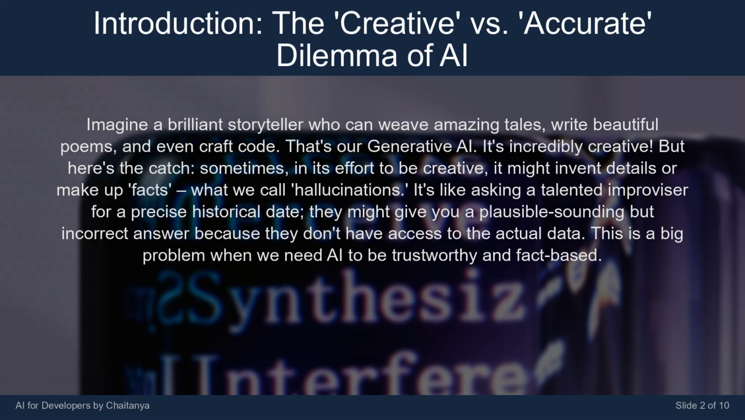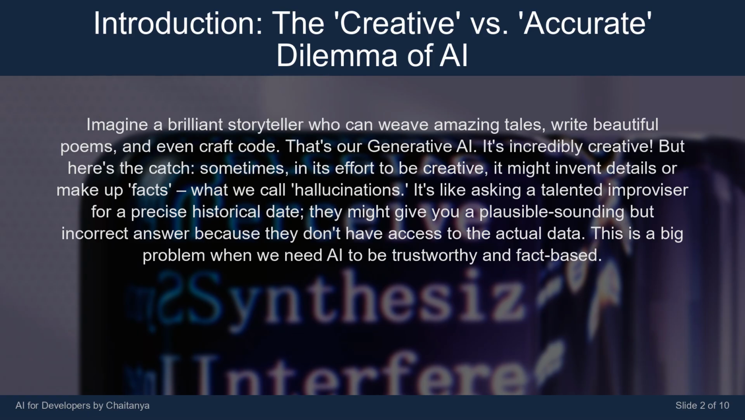Imagine a brilliant storyteller who can weave amazing tales, write beautiful poems, and even craft code. That's our generative AI. It's incredibly creative, but here's the catch. Sometimes, in its effort to be creative, it might invent details or make up facts, what we call hallucinations.